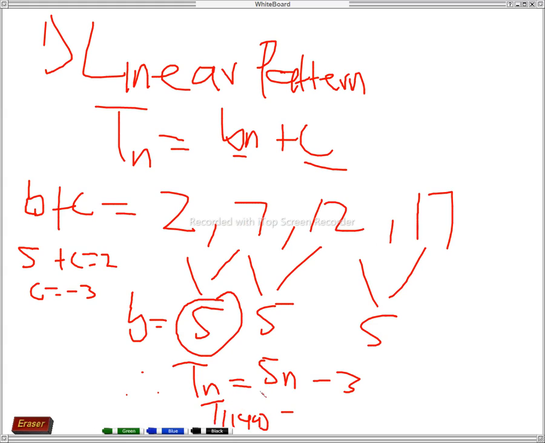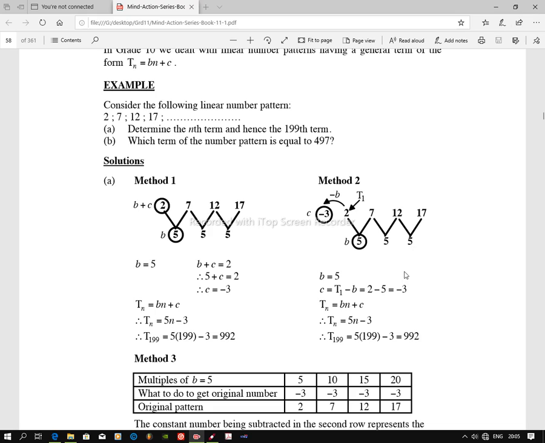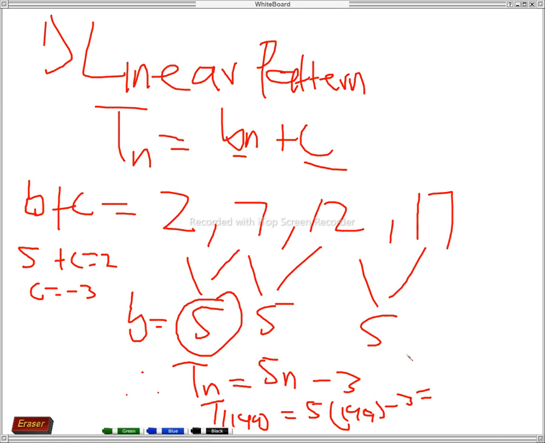Let's go to our board, and then they say t of 199, which equals, remember where we see n, we substitute 199 and then minus 3. Then all you have to do is punch it on your calculator. So it will be equal to 992. Understand? So this is simple.